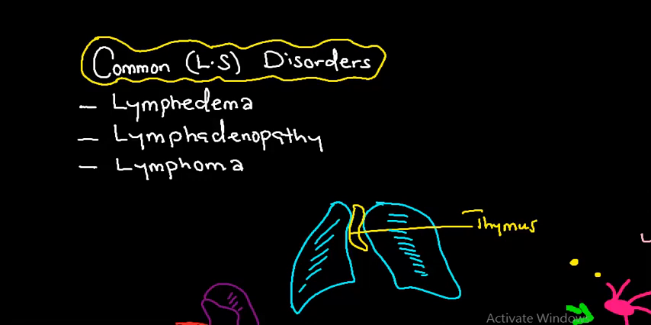The next one is lymphadenopathy, which refers to the swelling of lymph nodes, which can also be secondary to bacterial, viral, or fungal infections. In some cases, it can also be a result of autoimmune diseases and malignancy. Then the last one is lymphoma, which simply means the beginning of cancer in the lymph system.